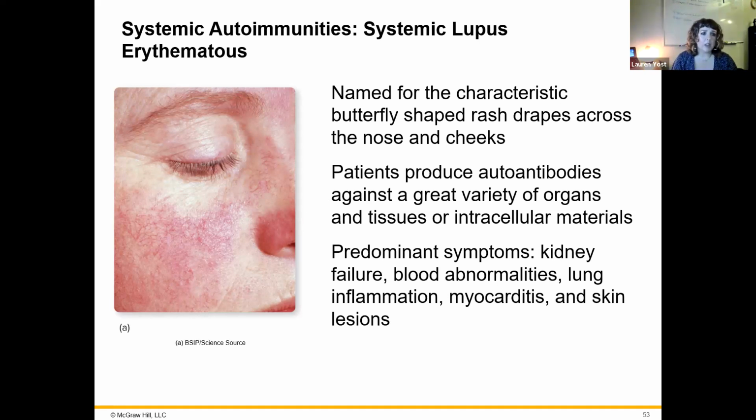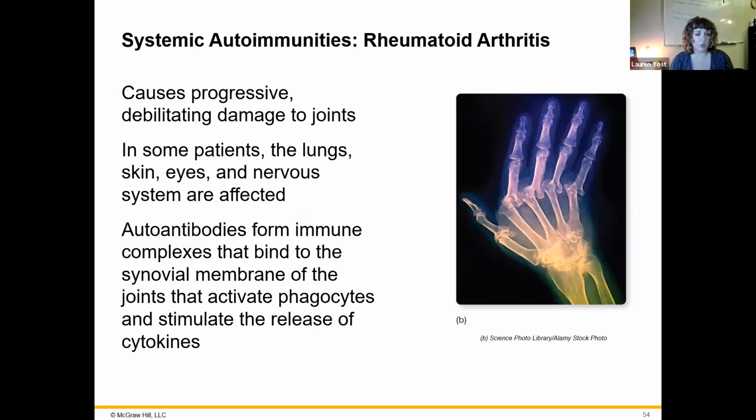So systemic autoimmunities, this one is systemic lupus erythematosus. I can't ever say these words, but here you go, SLE, this is lupus. So we have that butterfly rash across the nose and cheeks where we have a buildup of the immune complexes, right? They have autoantibodies against a lot of organs and cells. And this is going to cause kidney failure, blood abnormalities, lung inflammation, myocarditis, and skin lesions associated with this autoimmune disease.